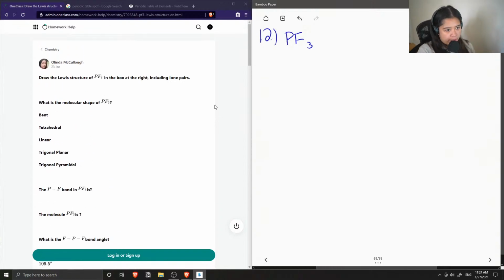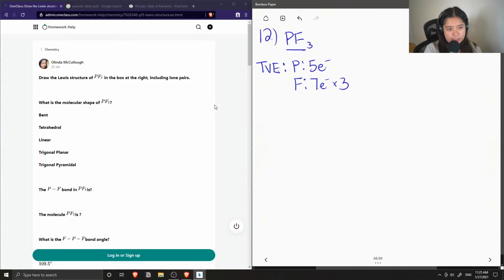Okay, so when writing the Lewis structure, we first need to find out the total number of valence electrons in the molecule. So phosphorus has 5 valence electrons, and fluorine has 7. And since there are 3 fluorine atoms, we multiply this by 3. And if we were to add these up, we get a total of 26 valence electrons.